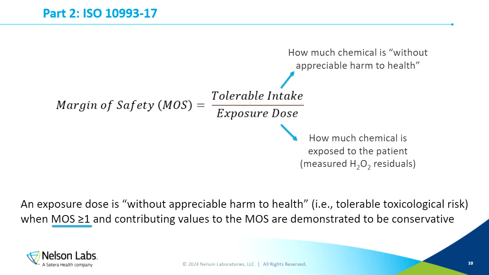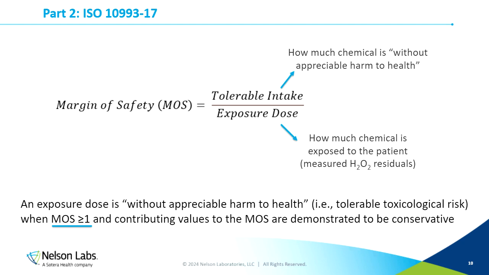So in simple terms, to paraphrase, a margin of safety would be the closest you would come to with a pass or fail criteria on a risk assessment. A margin of safety is essentially a ratio between how much of a chemical you are allowed to be exposed to versus how much is actually exposed to the patient.